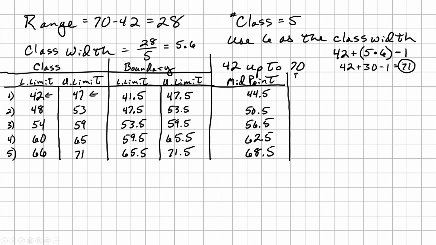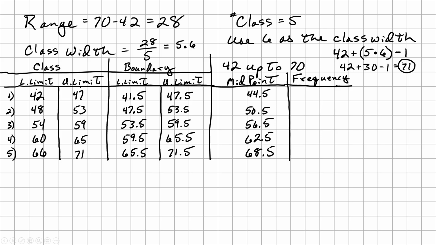And now we can move on to our next column. Our next column is simply going to be the frequency column. And that's going to give me how many values in the data set fall into each of the classes.